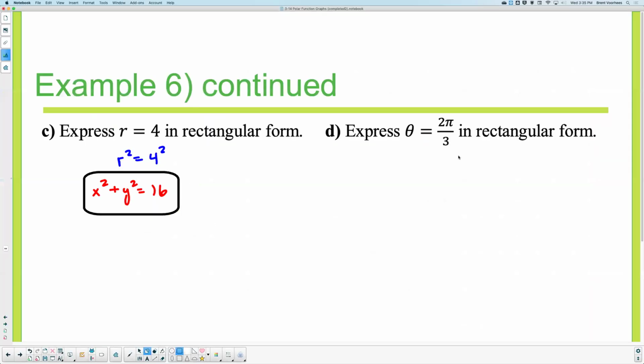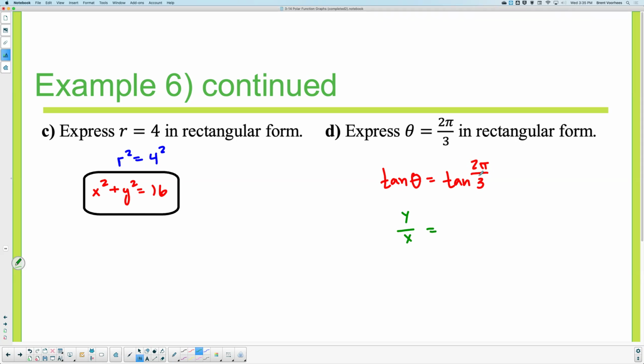Okay, now theta, what could you do with that? If you're left with the theta, this is where you use your tangent. You take the tangent of both sides. So tangent theta would equal the tangent of 2 pi over 3. And tangent of theta, sine is y, cos is x, tangent is y over x. We could substitute and say that's y over x equals tangent 2 pi over 3.